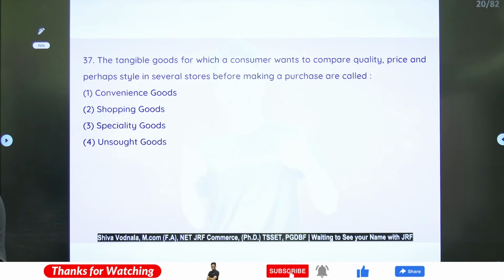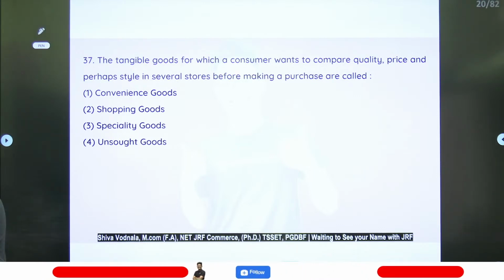The tangible good for which a consumer wants to compare the quality, the price and perhaps the style in several stores before making a purchase is called.